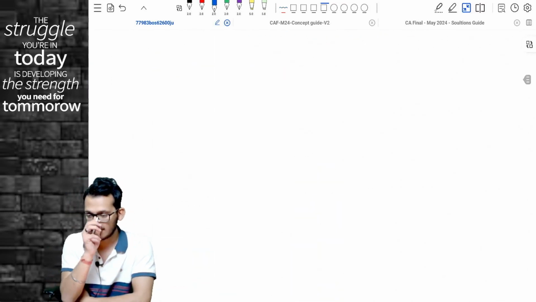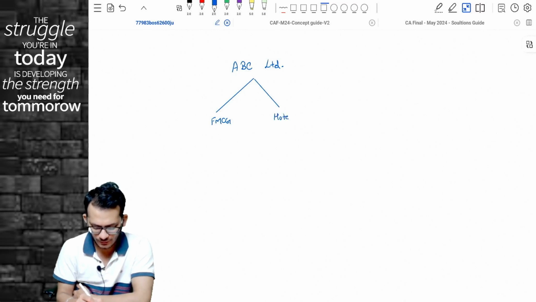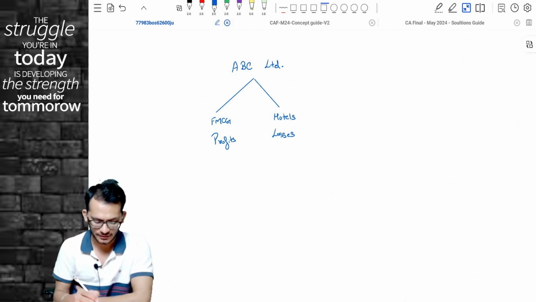Let's say, for example, there was a company called ABC. Now, in this ABC, what happened is there were two units. For example, there was a unit for FMCG and there was a unit for hotels. Now, FMCG was making profits. Hotels were making losses for many years. Because hotels were making losses for many years, they stopped doing operations. So this unit completely stopped operations.